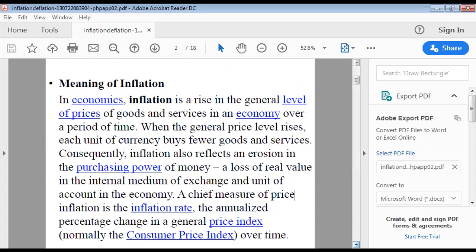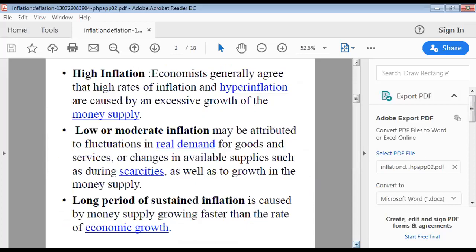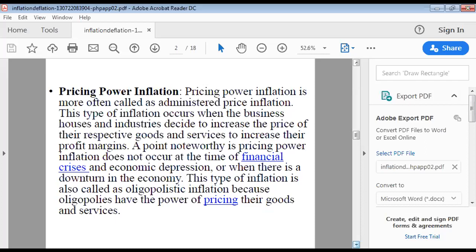Now, the practical meaning of inflation is what is next to be explained. No, we have come beyond all this. We passed all this, sorry.